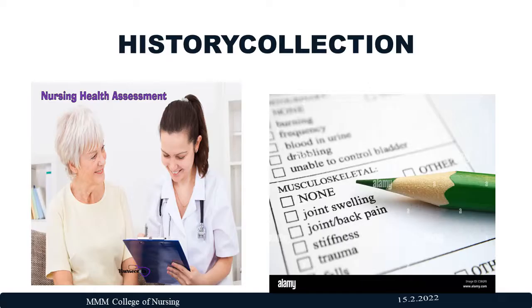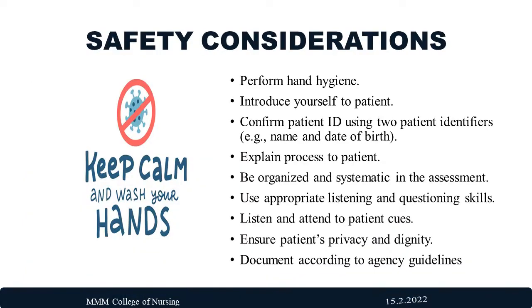Now we'll see subjective data in that history collection. Before doing the history collection, some of the safety considerations are to be followed. Perform hand hygiene. Introduce yourself to the patients and what you are going to do. Confirm patient ID using two patient identifiers, usually name and also date of birth, and also the record to be checked.